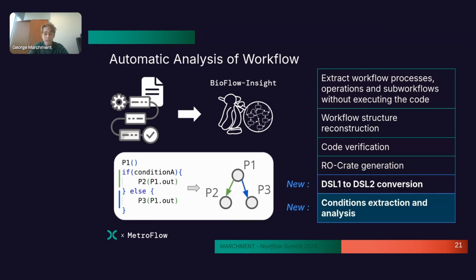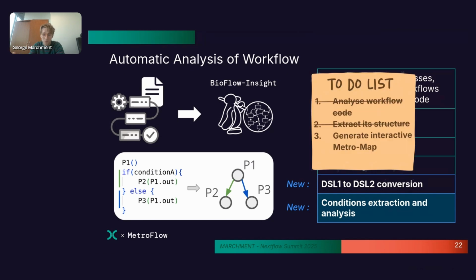And since last year, since the first publication, I've also added new functionalities. Most notably, the ability to extract conditions from the workflows themselves. So as we know, when we develop a workflow, we might want to take different paths depending on different conditions. So this is what I can extract now. So for example, here, when condition A is true, we can go from process 1 to P2, and when it's false, we go from process 1 to P3. So this information I can now extract directly from the workflow code.